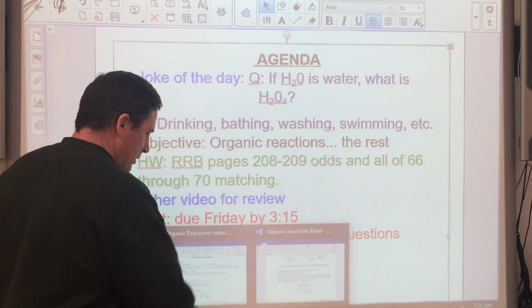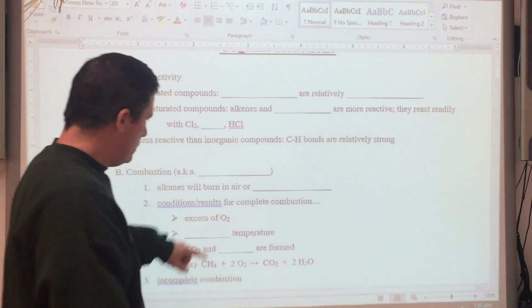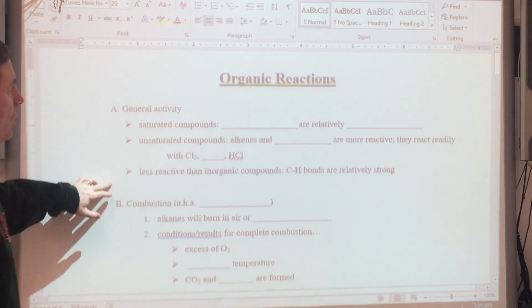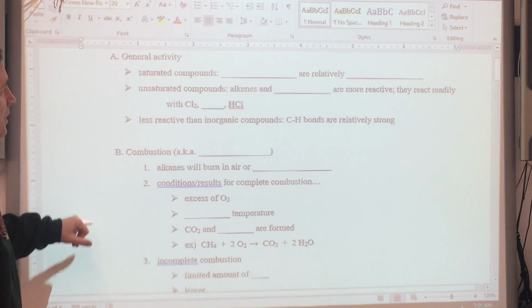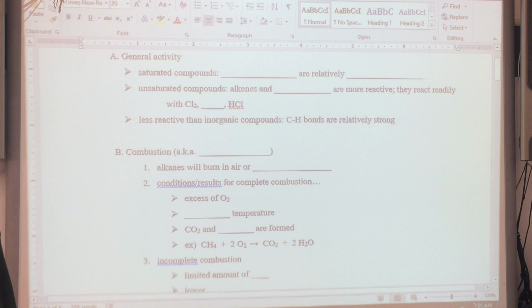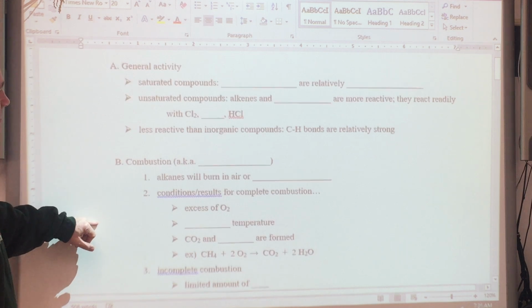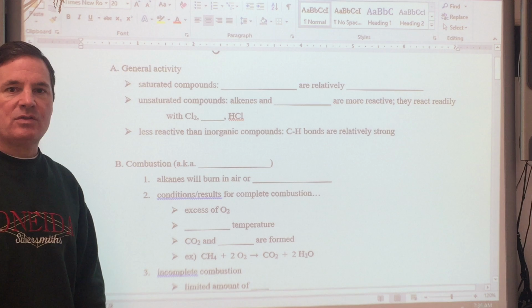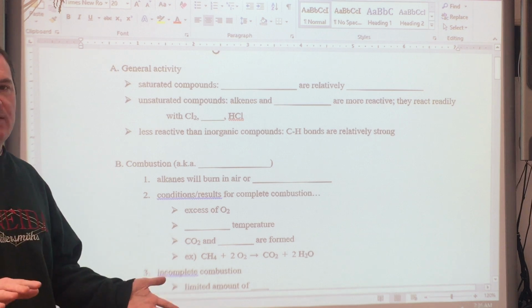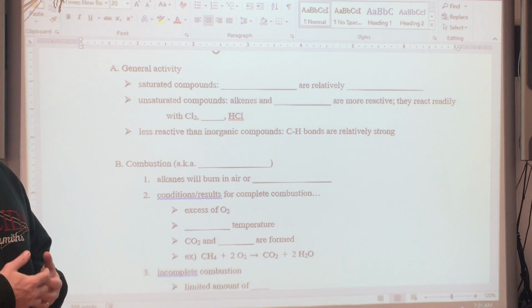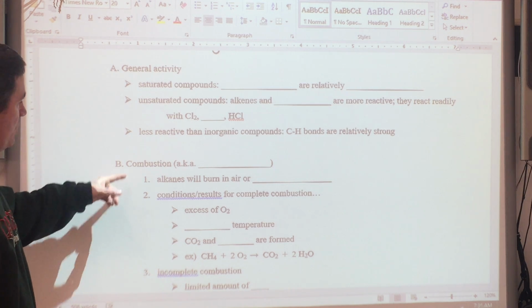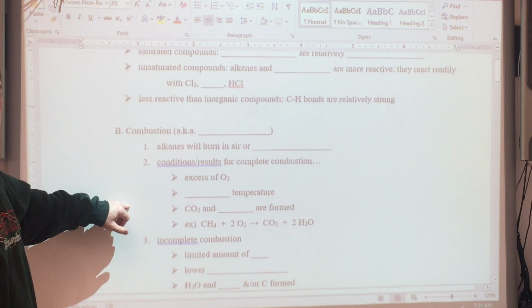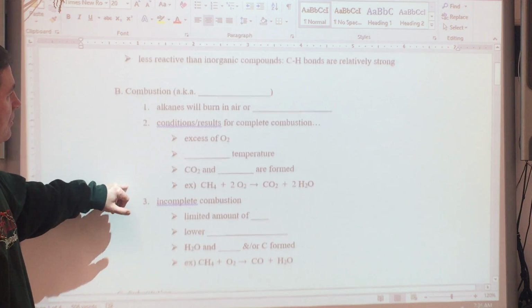Yesterday we learned about organic reactions. Organic reactions are basically what are going to happen between organic compounds of different sorts. Essentially, they're going to be a little bit slower reactions than anything that's ionic because there are more bonds to break and form. The first one we looked at was combustion, also known as burning or oxidation.